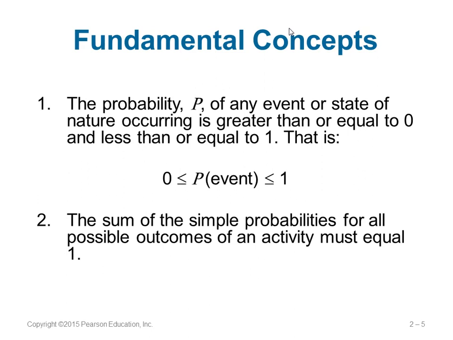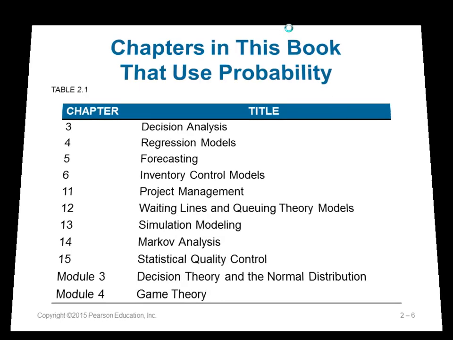It can take 0, it can take 1, it can be between them. If it is 1, it means it is certain to happen. If it is 0, it means it is certain not to happen. And the sum of the probabilities of all possible outcomes will be equal to 1. For example, if I toss a coin, I can have head and tail. Only these two can happen. These are the possible outcomes. If I sum the probability of getting head and the probability of getting tail, it should be 1.